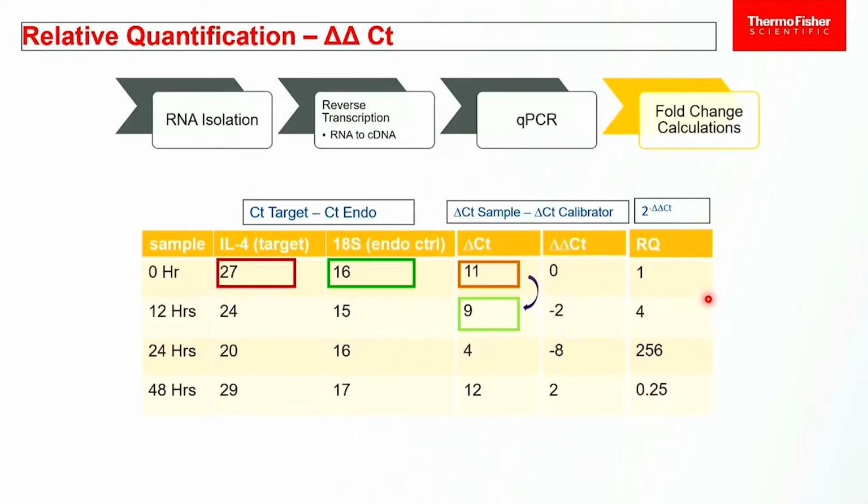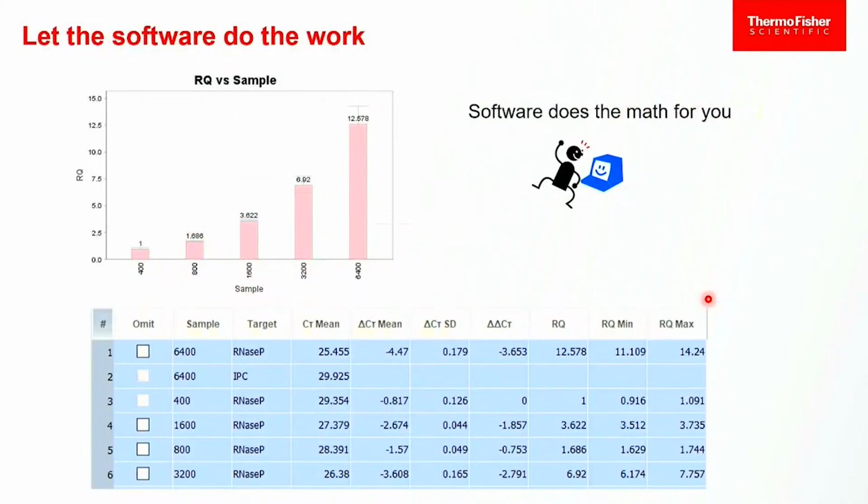Going through that more specifically. If you do it inside our software, it does it for you. If you assign all the control genes, the target gene, the control gene, the reference gene, or the reference sample, all of this is calculated for you. Okay, so all you need to do is grab RQ and plot it.